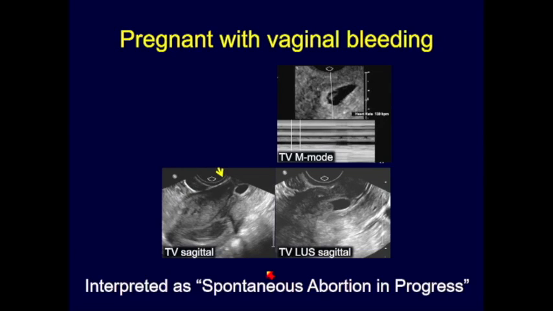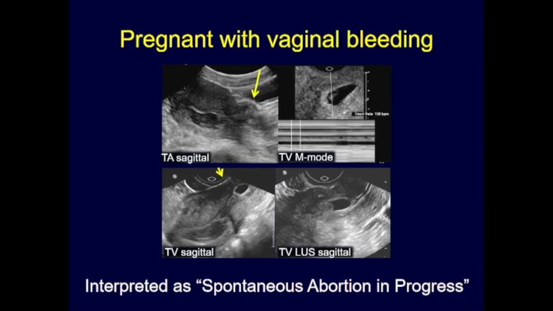Now, this is another patient who had a low-lying gestational sac, also interpreted as spontaneous abortion in progress. The M mode shows that there's regular cardiac activity. This is a cesarean scar ectopic pregnancy.